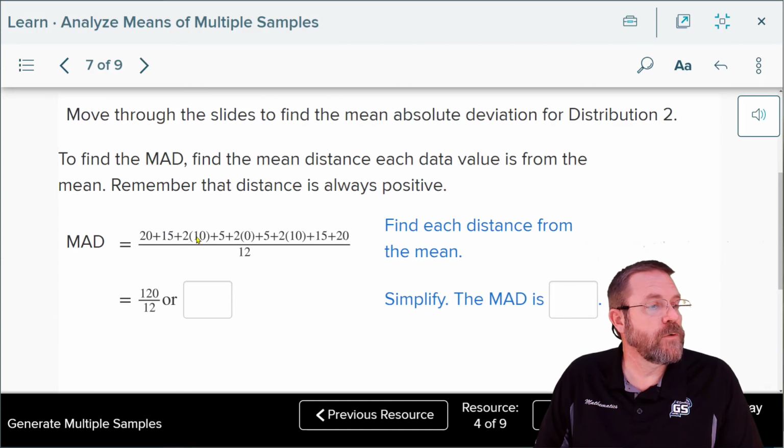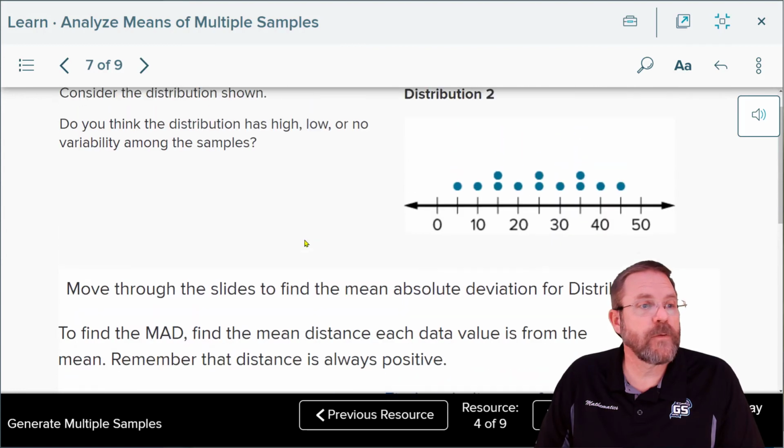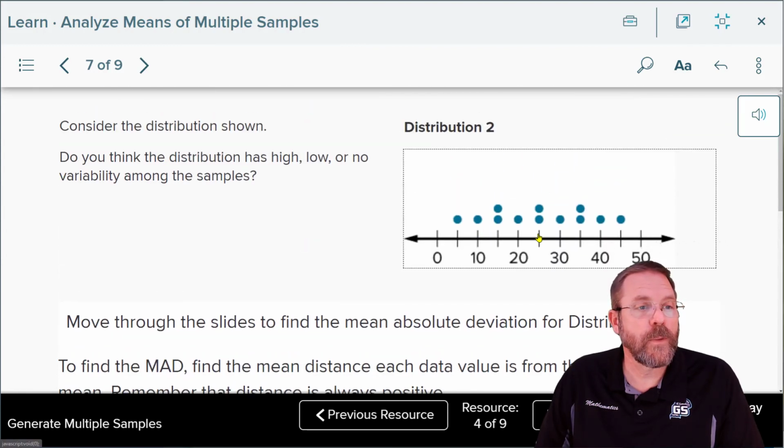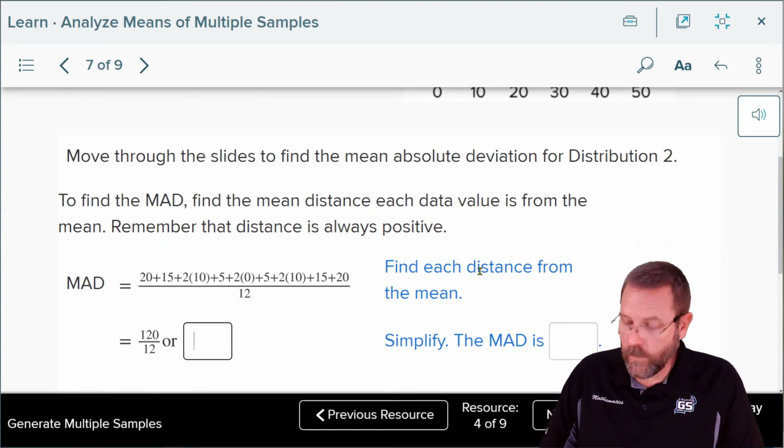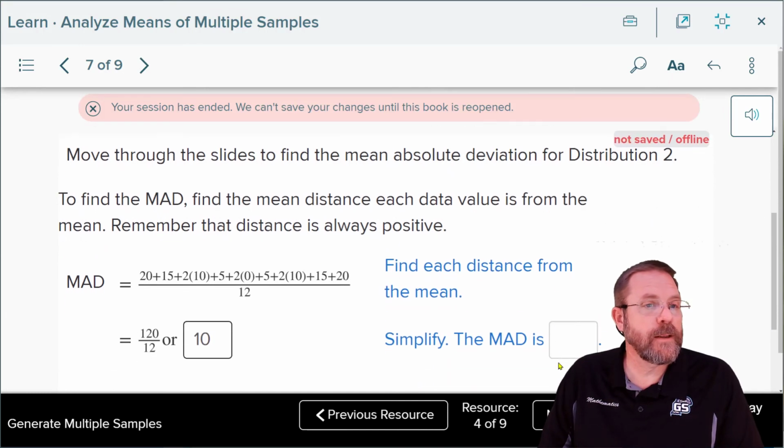The reason you have 2 times 10 is because you had 2 data points that were 10 spaces away. You have 2 data points that were 0 spaces away. And over here you had 2 more data points that were 10 spaces away. And you could see those here, here, and here. That's the reason for the 2 times in there. And when you divide 120 by 12, that ends up giving you 10.